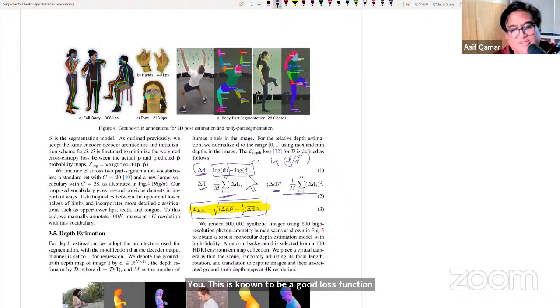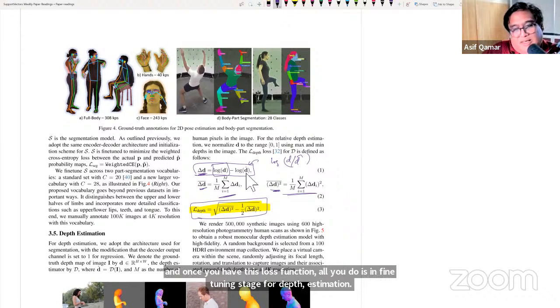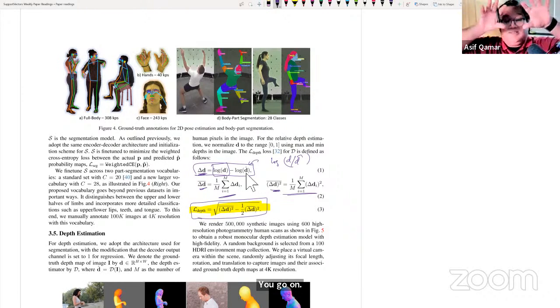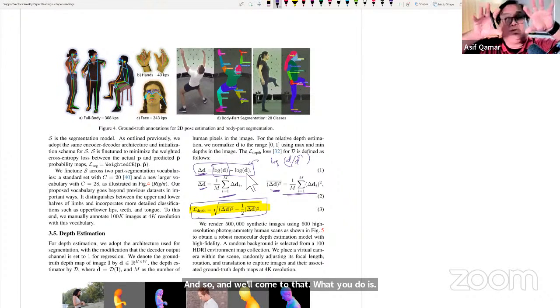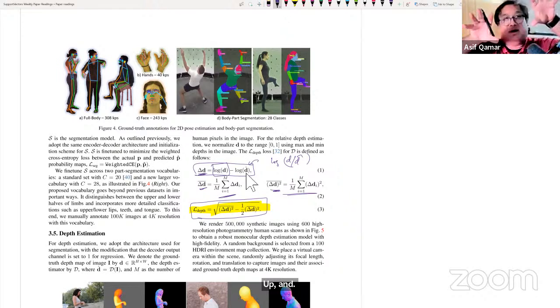And once you have this loss function, all you do in the fine-tuning stage for depth estimation is go on, sorry, and we'll come to that. What you do is, and in the case of a masked autoencoder, there's an encoder and a decoder.